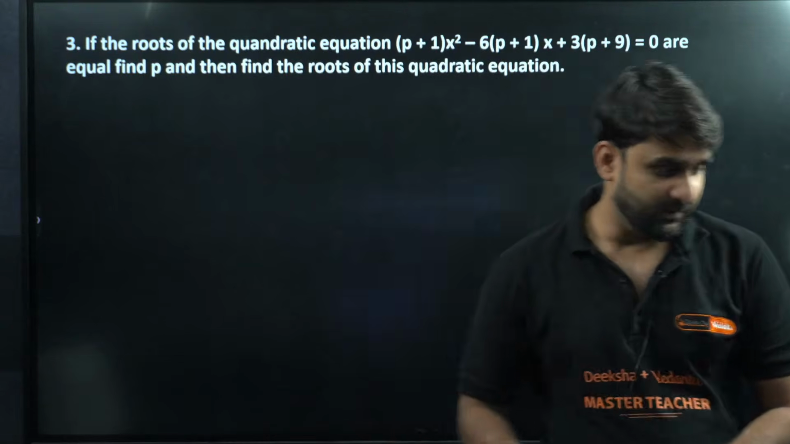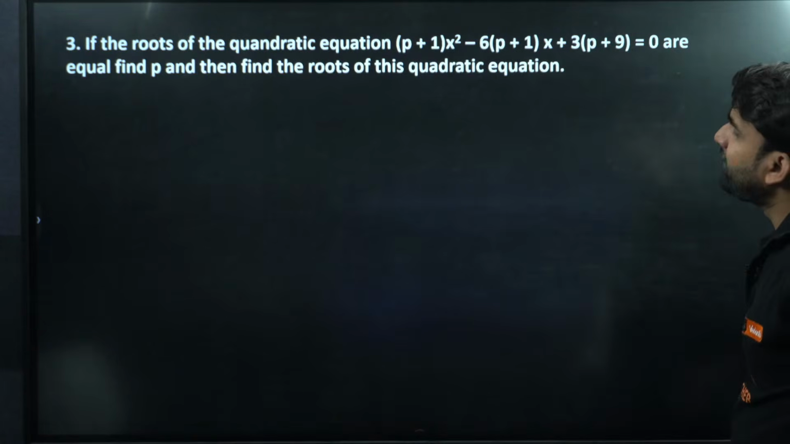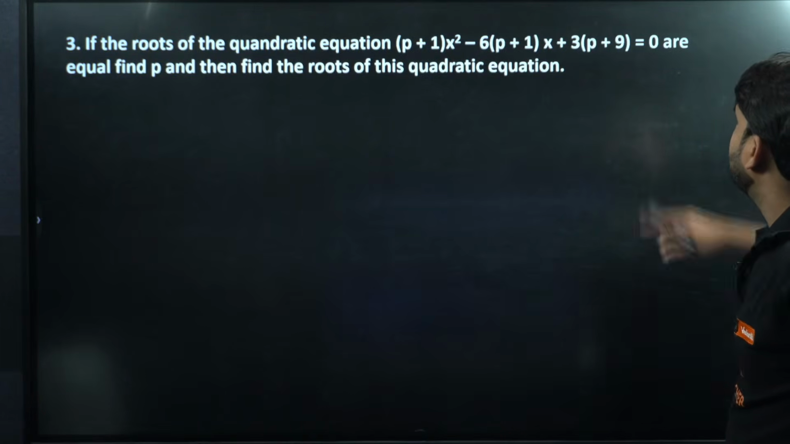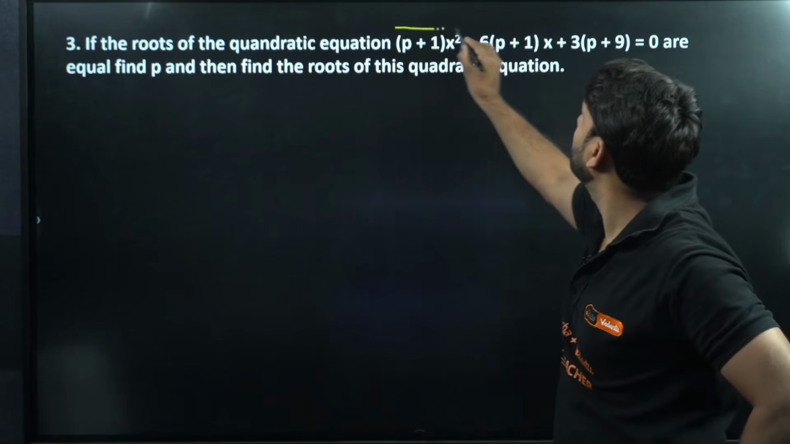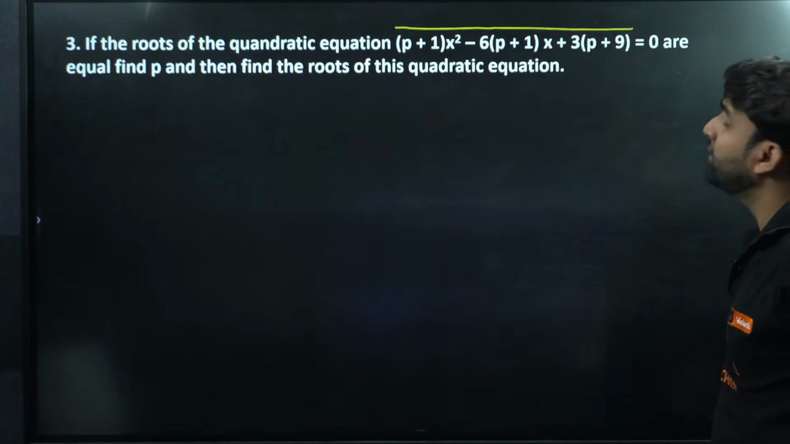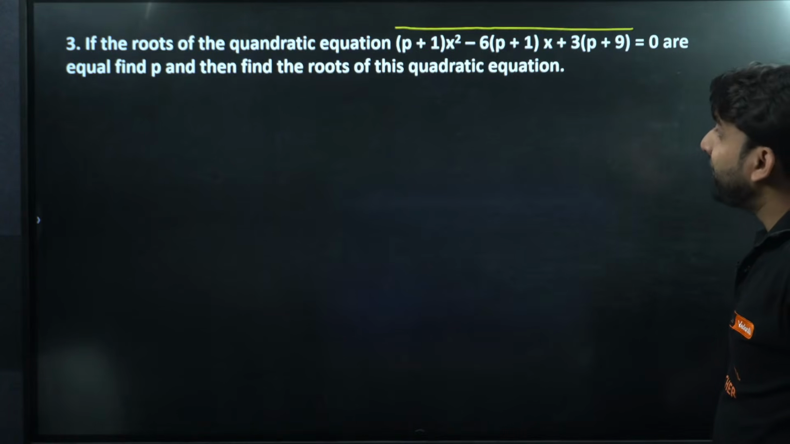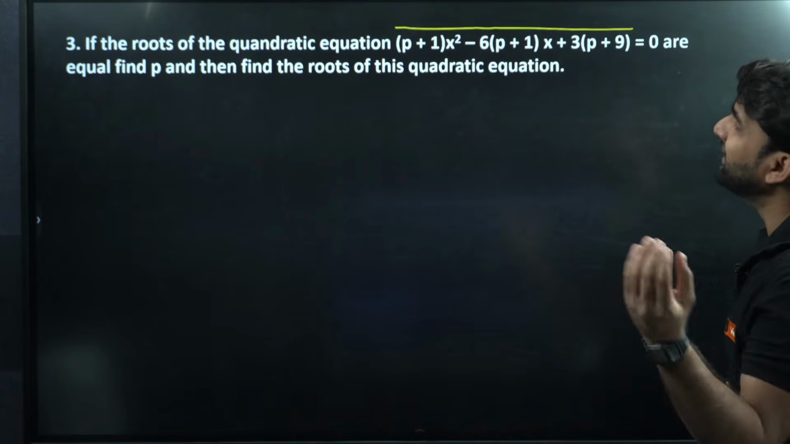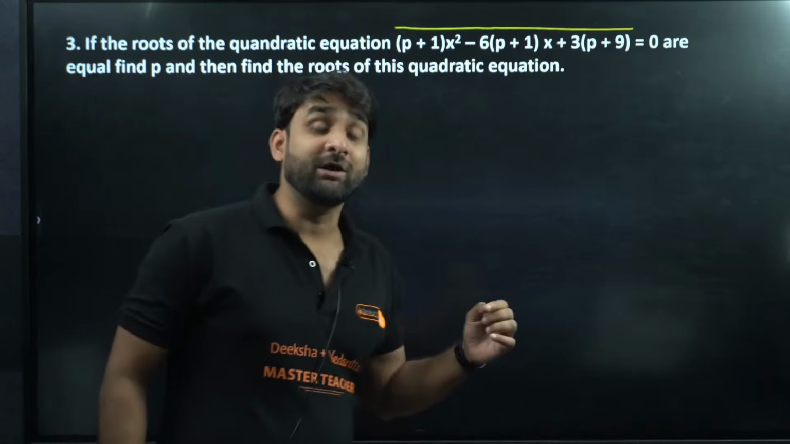So, let's solve this question. Question number 3. If the roots of the quadratic equation given here, this quadratic equation till here equal to 0, are equal, find P. So first we have to find out the value of P, then find the roots. After finding the value of P, we have to find out the roots also.